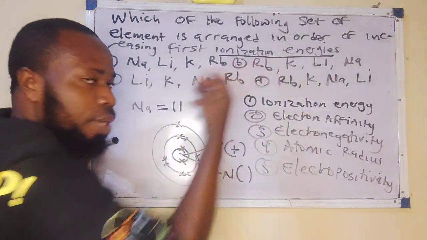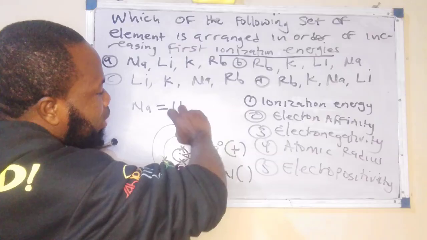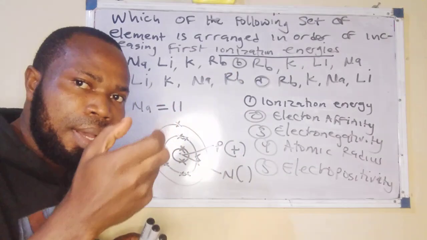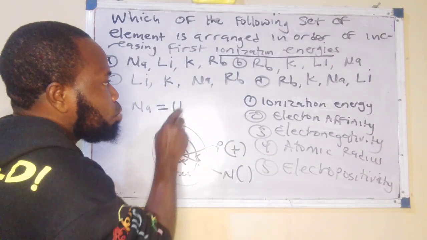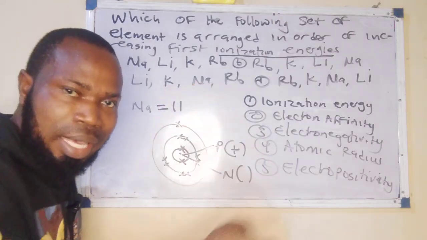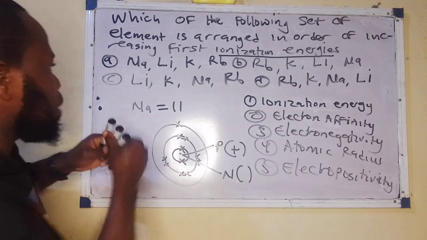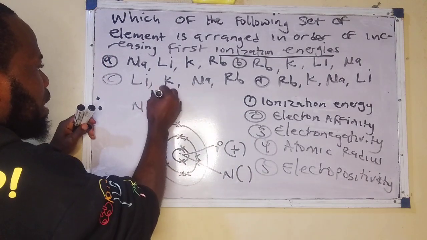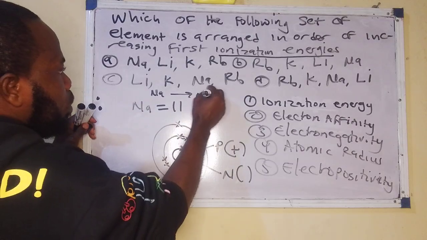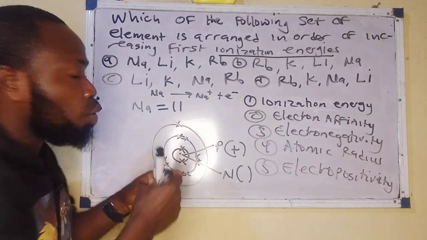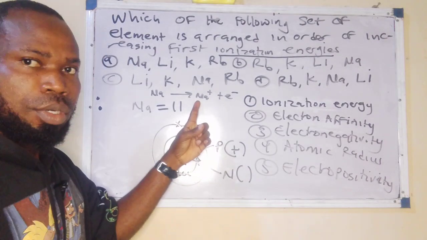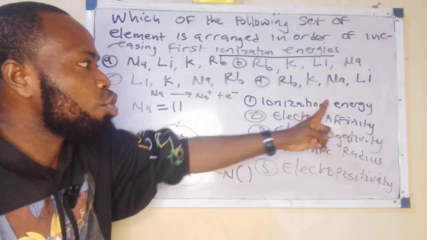Ionization energy is the energy needed to remove an electron from the outermost shell. Now remember, when this electron is removed from the outermost shell, automatically this element forms an ion. So we now have a situation where Na gives Na plus and an electron, e minus. So ions are formed.